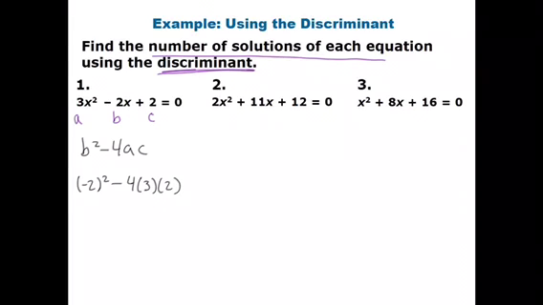And so if we plug this in our calculator, we should get our discriminant pretty easily, or you can multiply it out by hand. I know that negative 2 squared is 4. Negative 4 times 3 is negative 12. Negative 12 times 2 is negative 24. So in this case, my discriminant is negative 18. Since this is a negative number, I have no real solutions.